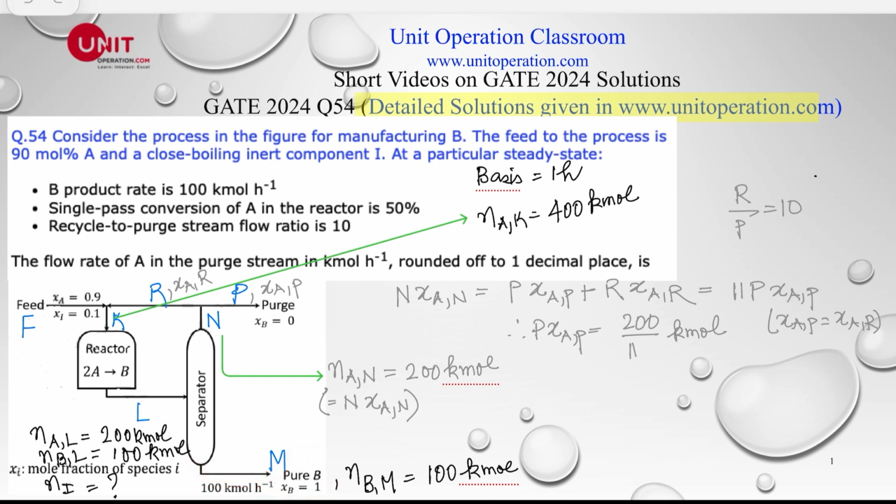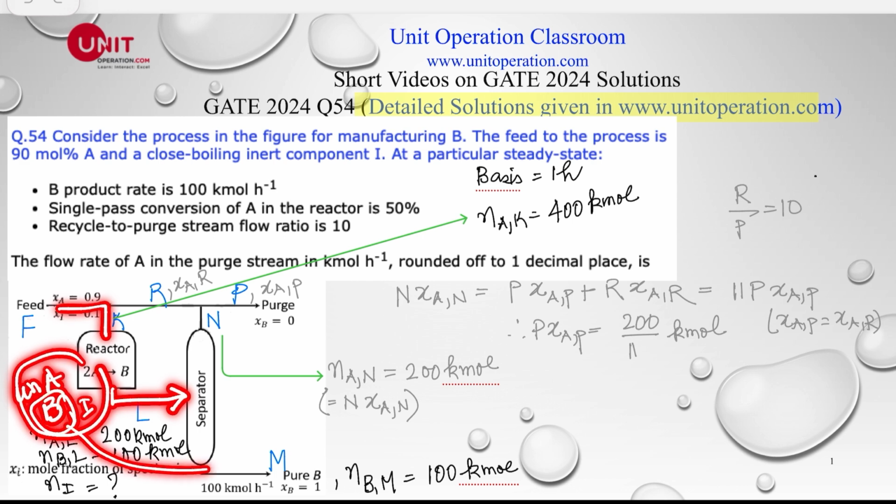From the output of the reactor, there would be unreacted A, and then of course B as a product, and the inert which is coming in. So these would be the components in the stream coming out of the reactor, out of which all the B will go in this stream, and this is pure B. And here xB is equal to 0. That means there is no B going in the purge stream.